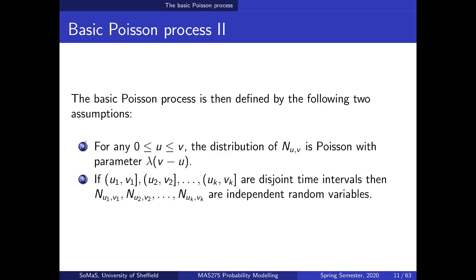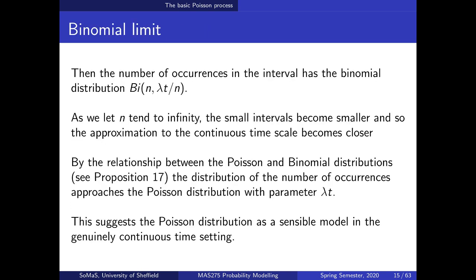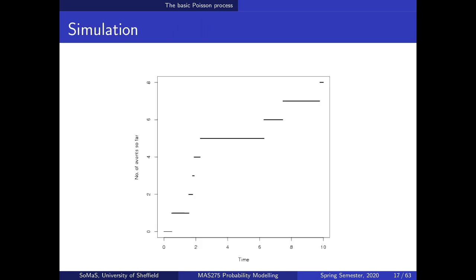Condition A is that the number of events between u and v is a Poisson variable with parameter lambda times the length of the interval you're considering, so lambda times (v minus u). And B: if we consider disjoint time intervals, then the events which happen in each of those are mutually independent. If you have both A and B, this characterizes your Poisson process. And so we like representing them with this kind of figure.